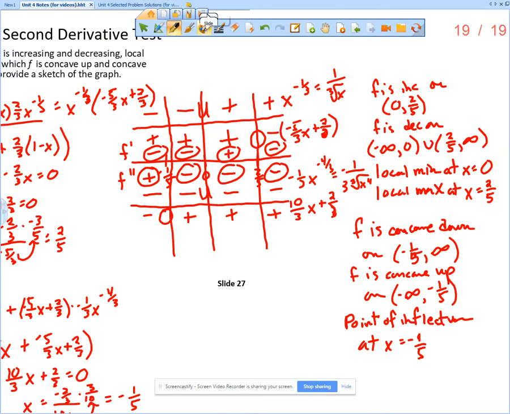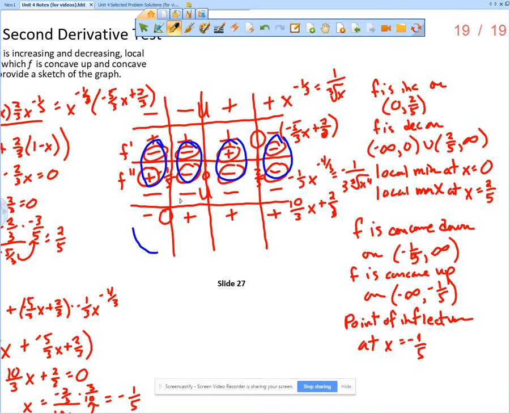All right, so I'm going to change color so we can see it a little bit more clearly. So now we're joining together the first and second derivatives in order to determine what the curve looks like. All right, so in the first section, to the left of negative 1/5, we have a first derivative that is negative, which means the curve is decreasing, but a second derivative that is positive, so decreasing and concave up. Sorry, it should just go like this, right?